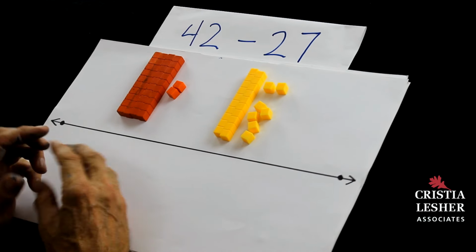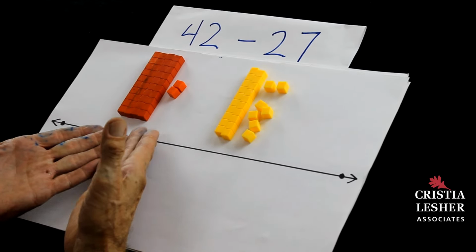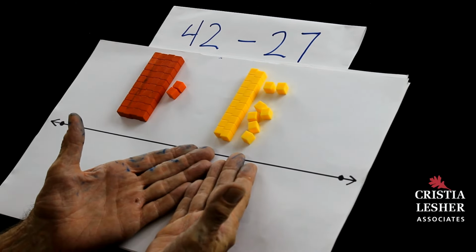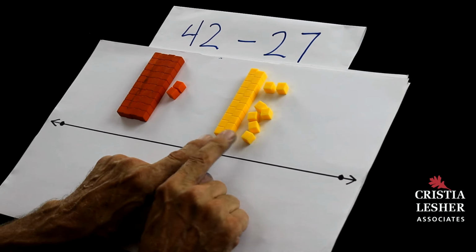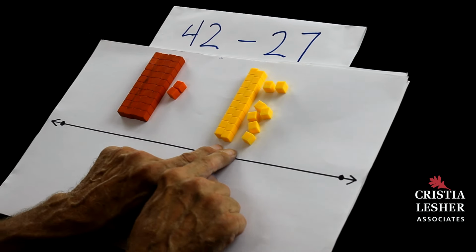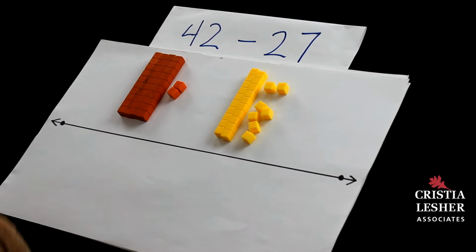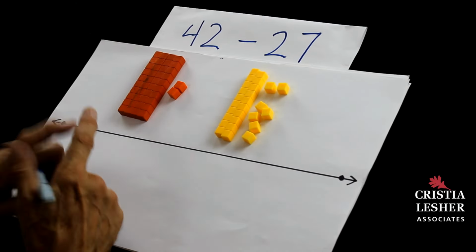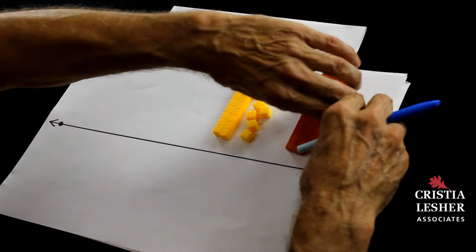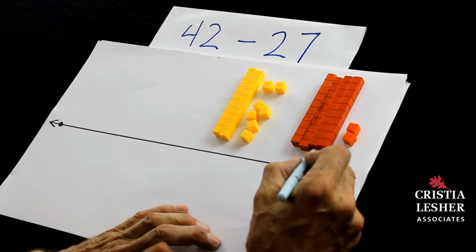This video is going to model how to do subtraction on a number line. I'm starting with 42 and I'm going to be subtracting 27. I'm representing the 27 to be subtracted in yellow blocks so we can keep track of how many we have subtracted so far. I'm going to start with my 42 on the right side of the number line so that we can subtract going to the left.